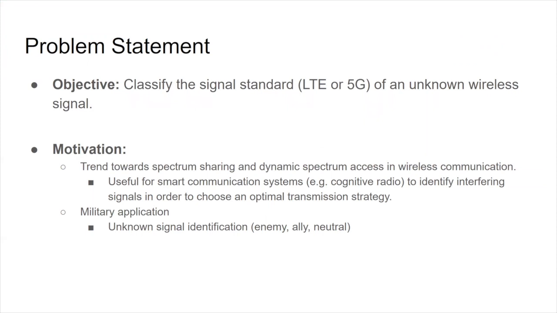So our objective is to classify the signal standard of an unknown wireless signal, be it 4G, LTE, or 5G. Part of our motivation is the trend towards spectrum sharing and dynamic spectrum access in wireless communication. It's useful for smart communication systems such as cognitive radio to identify interfering signals in order to choose an optimal transmission strategy. This also has military application such as identifying unknown signals, whether they be enemy, ally, or neutral.